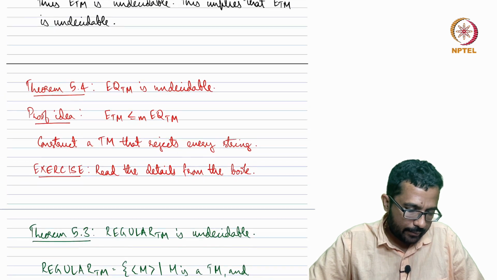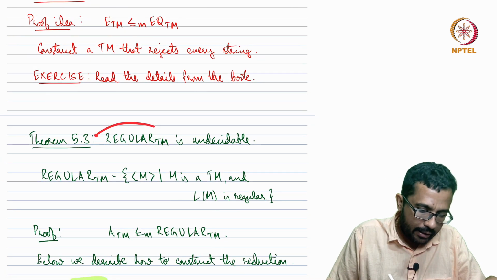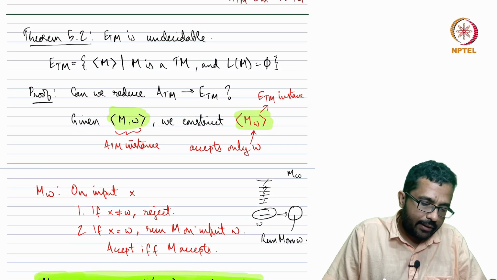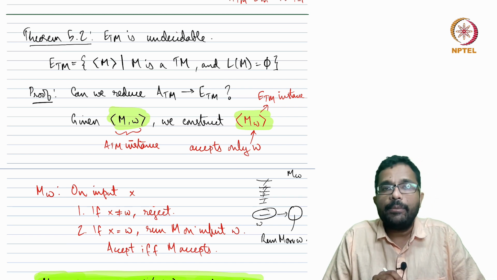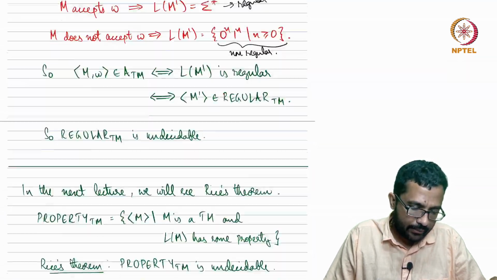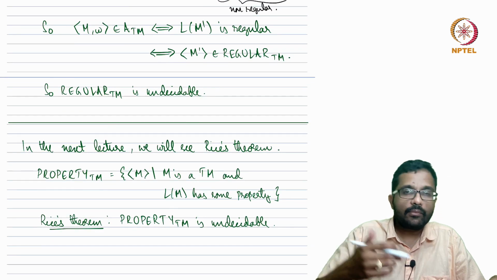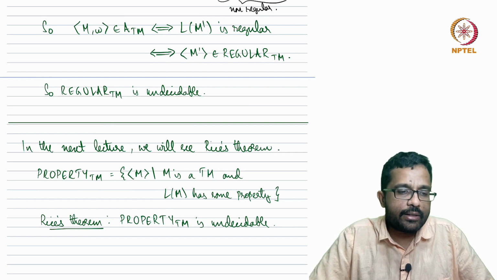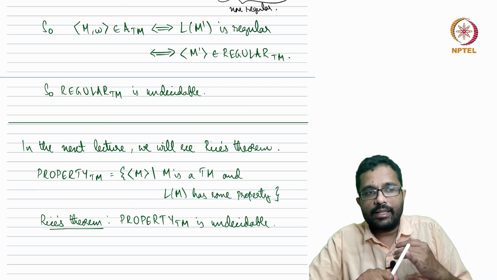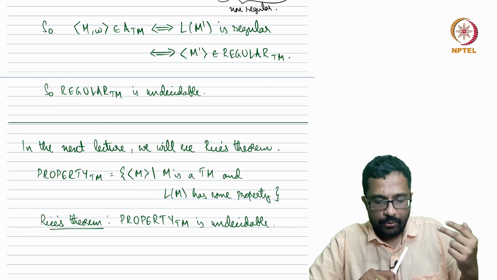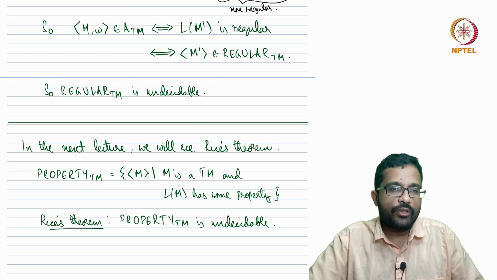So I just want to quickly tell two things. Regular TM is asking, given a Turing machine, is the language recognized by the Turing machine regular? ETM is asking, given a Turing machine, is the language recognized by the Turing machine the empty language, right? So in both these cases, regular TM as well as ETM, we were given a Turing machine and we were asked, does the language recognized by this Turing machine have this property? In one case the property was, is this regular; in the second case the property was, is the language empty, right? So both had that structure, and we showed that it is undecidable.